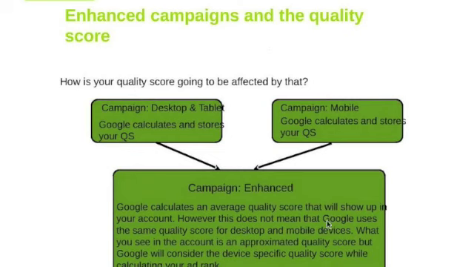So Google shows you an average one, but it doesn't mean that this is the quality score of your keyword. That means that the average is, for example, 7, but it might be that you have a higher quality score on desktop, let's say 8, and a 6 quality score on mobile, and you see a 7. But Google, even though you have a combined campaign, is always going to consider the quality score per device.